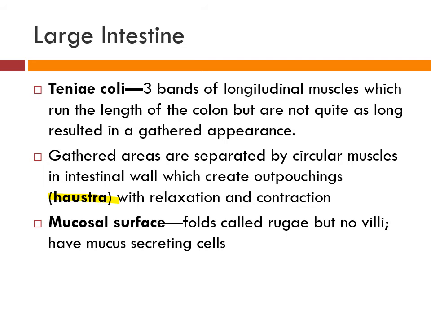The tenia coli replaces the longitudinal muscle layer. In the small intestine, the longitudinal muscle layer of the muscularis externa wraps all the way around the small intestine. In the large intestine, it does not wrap all the way around, but it is separated into 3 individual bands which run lengthwise along the outside of the large intestine. The mucosal surface is folded on the inside, called rugae, but there are no villi like the small intestine.